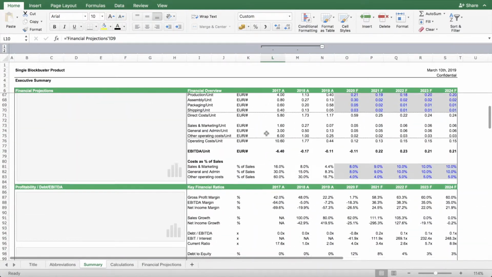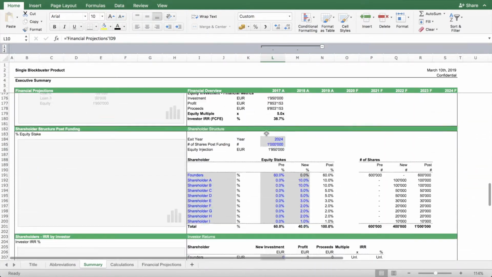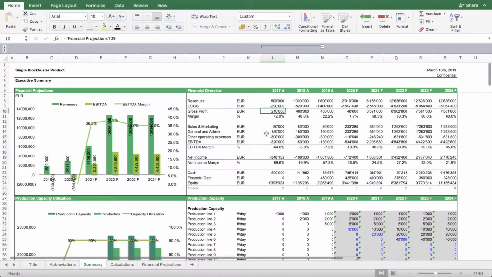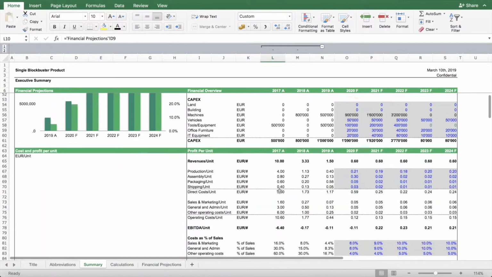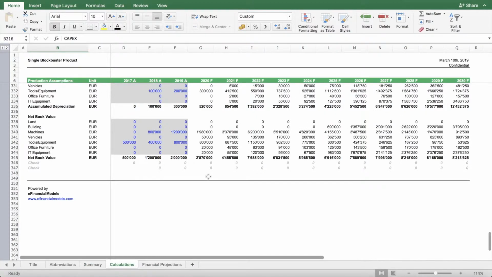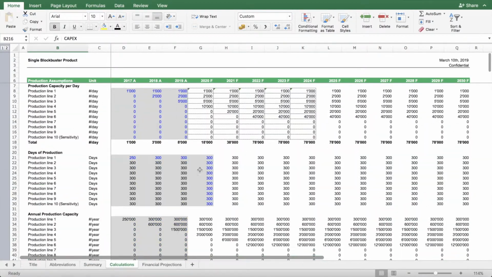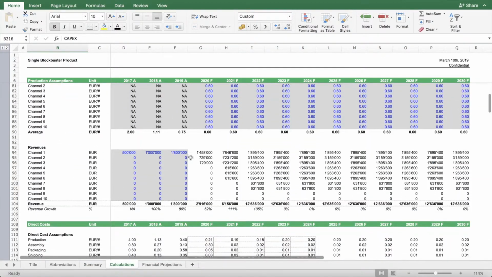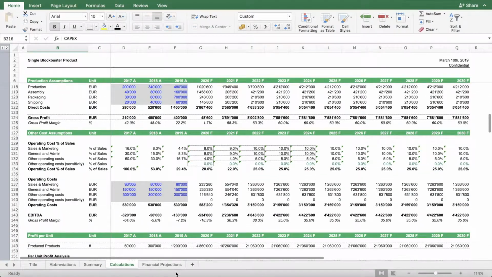We have here three main sheets. One is the executive summary sheet, which contains the main outputs of this model and the main assumptions. Then we have a calculation sheet which contains mostly the main calculations of the line items.